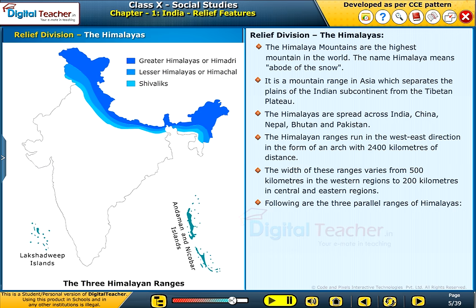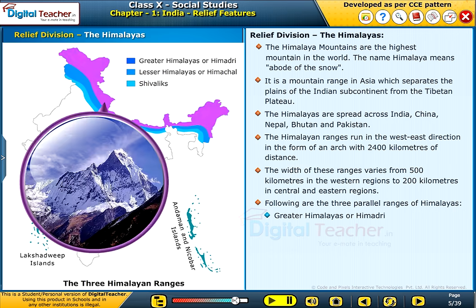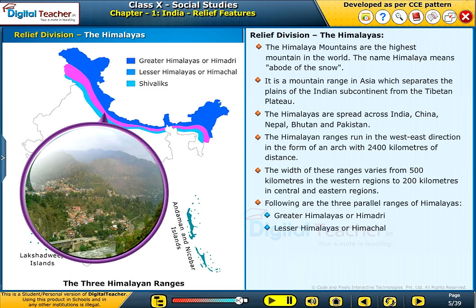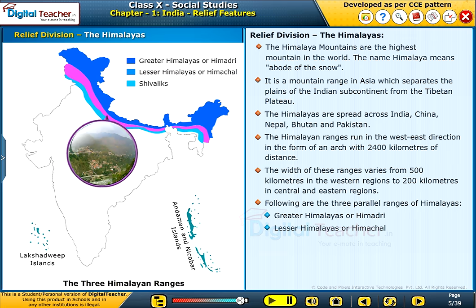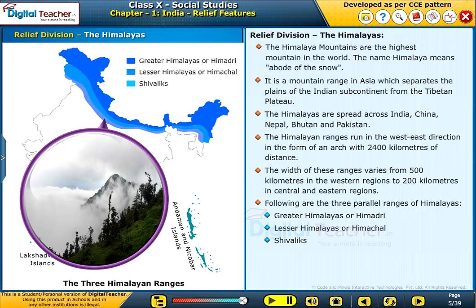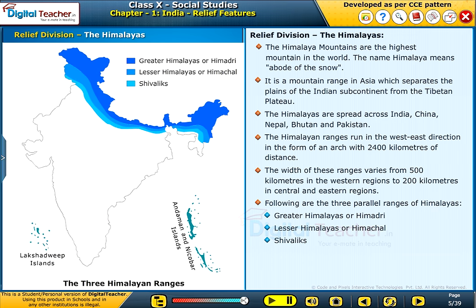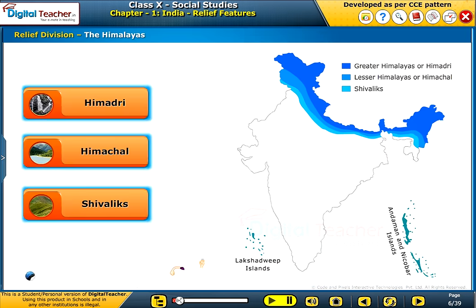Following are the three parallel ranges of Himalayas: Greater Himalayas or Himadri, Lesser Himalayas or Himachal, Shivaliks. Now it's time to know about each range in detail. Let us begin our learning with Himadri Range. Click each tab to know more.